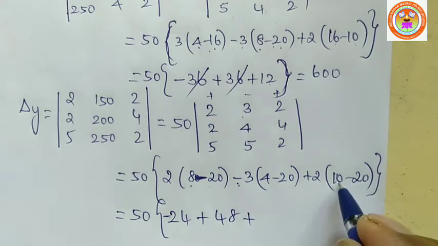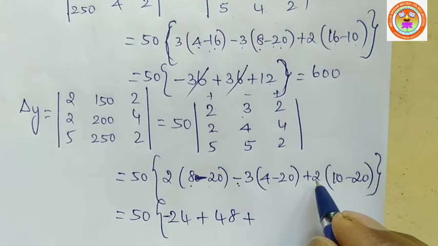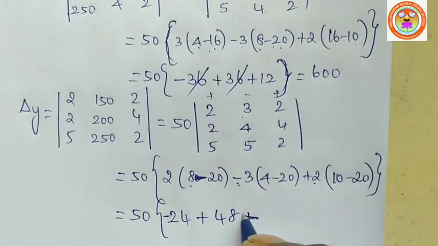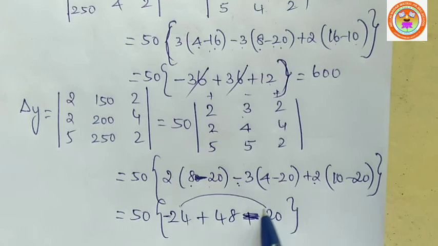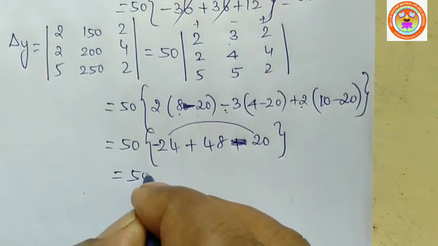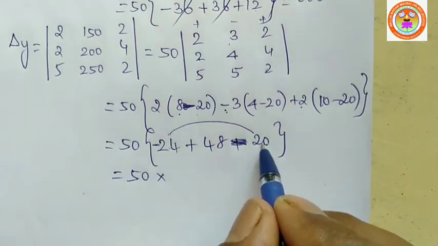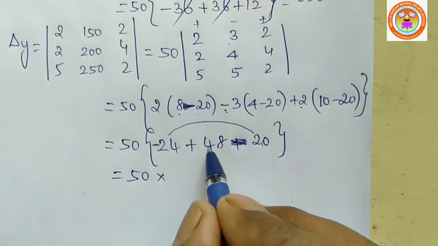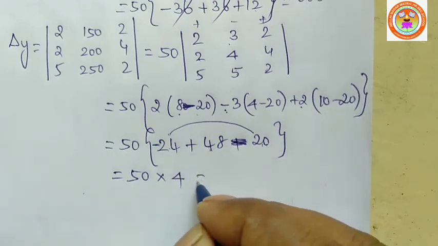plus 2 into minus 20. See, 10 minus 20 is minus 10, 10 times 2, 2 into minus 10, right? So minus 20. Minus 24, minus 20, that is 50 into minus 44, plus 48, that means 48 minus 44, that is 4. 4 times 50 is 200.